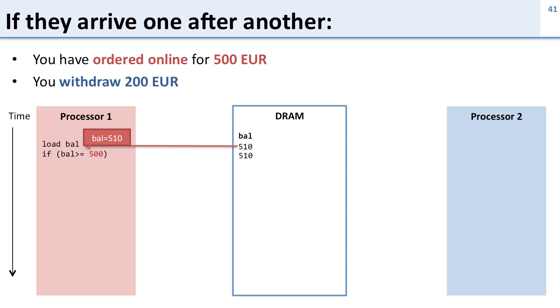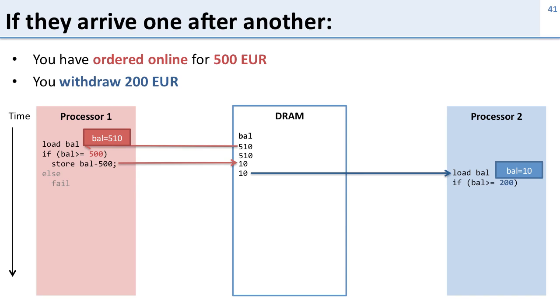While it's checking if the balance is greater than 500, the DRAM still has 510 in it because nothing's updated it. It decides it is greater than 500, subtracts 500 from it, and stores the new value back. Now the DRAM has 10. Now processor 1 is done, and we've handled the online order. Now processor 2 goes to process your withdrawal of 200 euros. So it loads the balance, gets a balance of 10. It looks to see if it's greater than 200. It's not, so it's not going to update the balance, and instead it tells you you don't have enough money in your account.